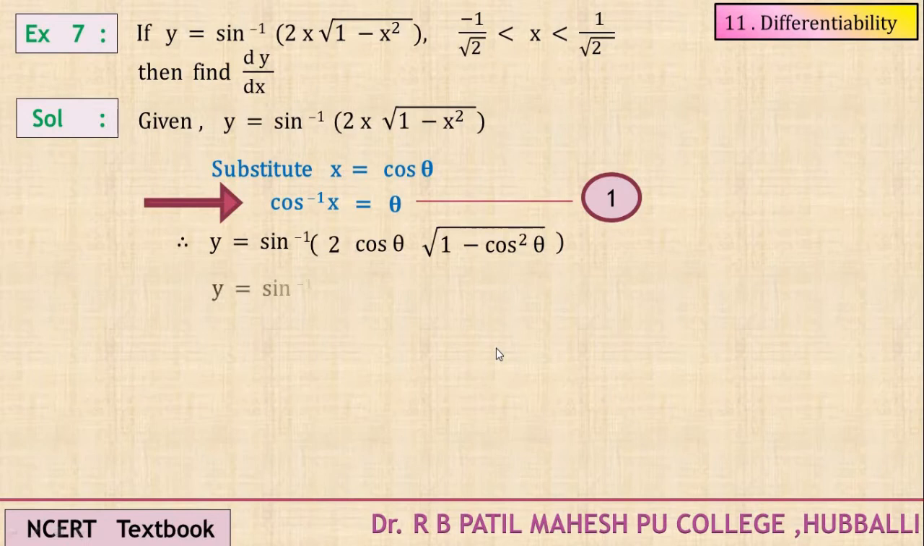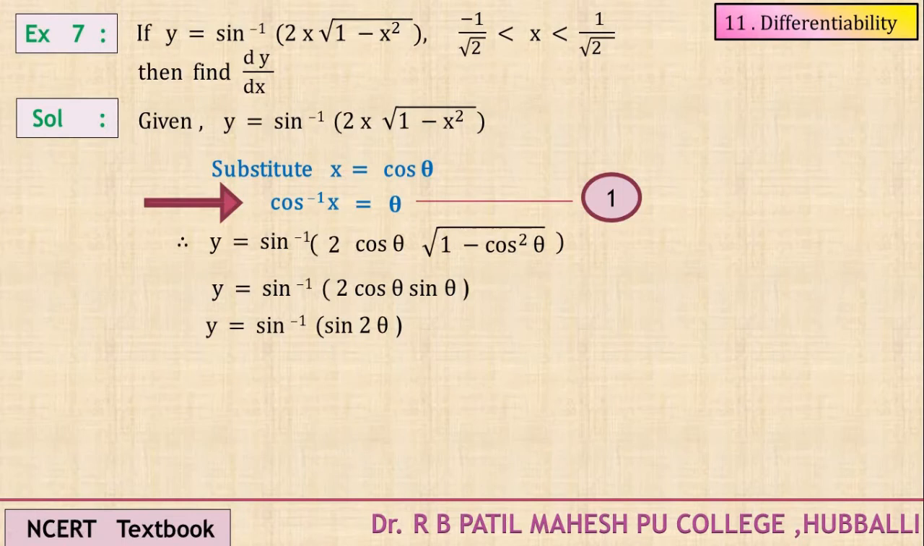So next step, y is equal to sine inverse of 2 cos theta as it is, and root of 1 minus cos square theta is nothing but sine theta. Now this product is written as sine 2 theta. This is compulsory, otherwise you will not get the simplest form. Whenever you see the product 2 cos theta sine theta or 2 sine theta cos theta, the product is written as sine 2 theta. Remember students, it is a standard identity.